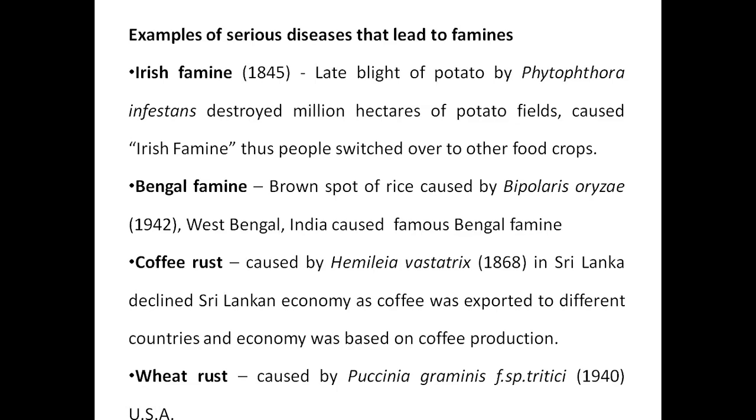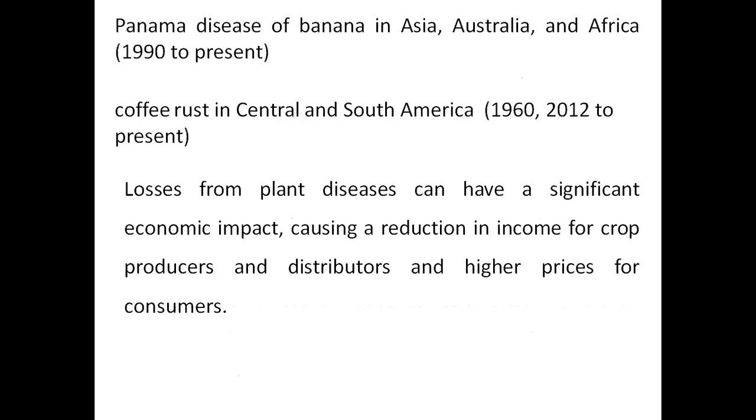Likewise, the Bengal famine, where brown spot of rice caused famine, and coffee rust in Sri Lanka, which declined the Sri Lankan economy, and wheat rust caused by Puccinia graminis tritici in 1940 in the USA, also caused significant crop loss. These diseases are still continuously damaging crops and causing economic losses in different parts of the world where these crops are grown.